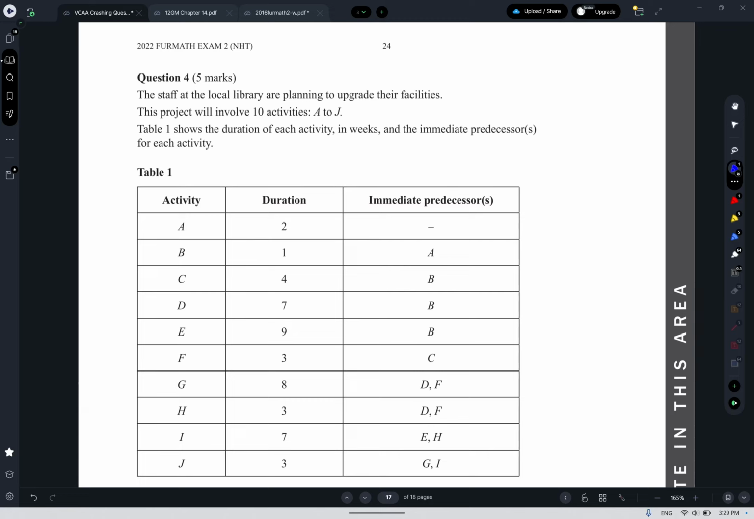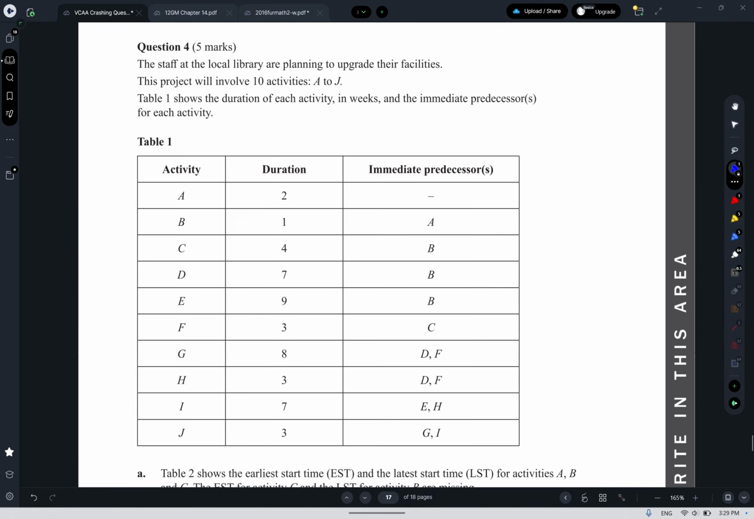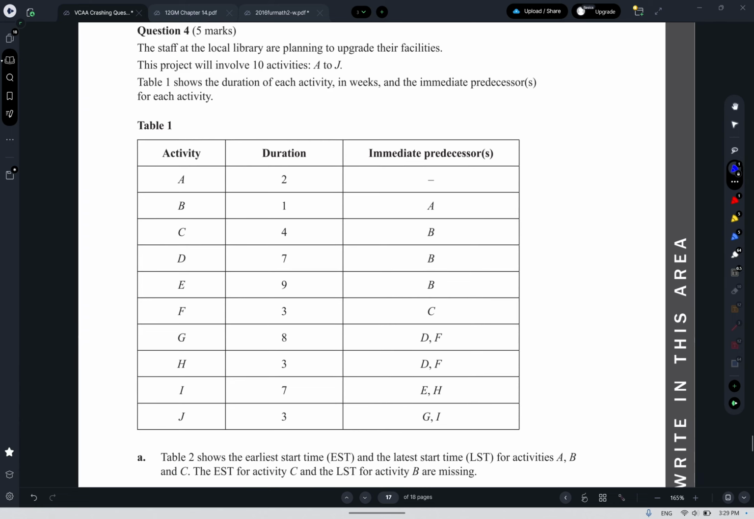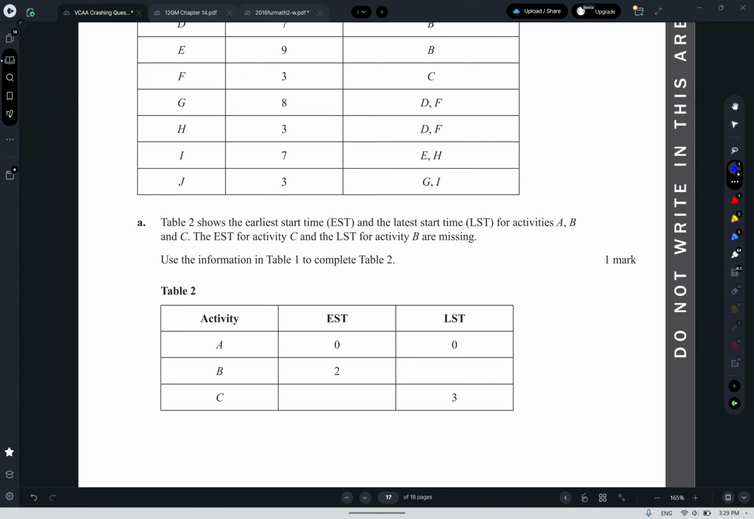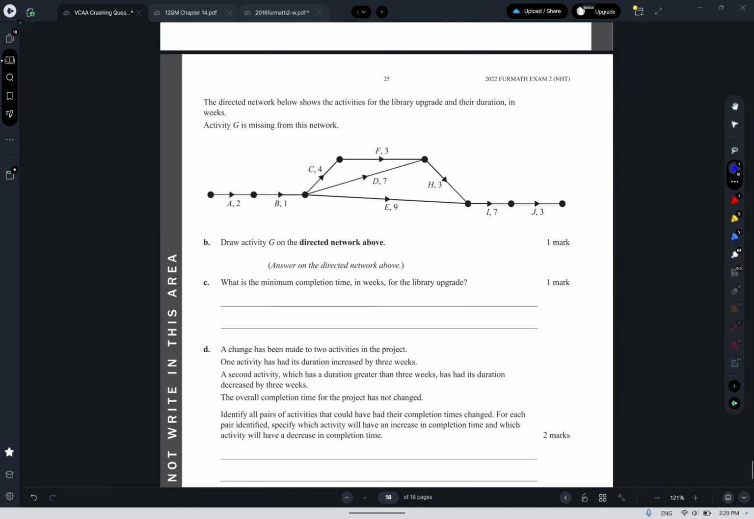Hello, this is the 2022 NHT Exam 2, question 4 of networks. We've got a local library upgrading facilities, 10 activities A through J, with a table of predecessors and durations. Activity times are in weeks. Table 2 shows the EST and LST of activities A, B, C. The EST for C and LST for B is missing. Use the information to complete the table.